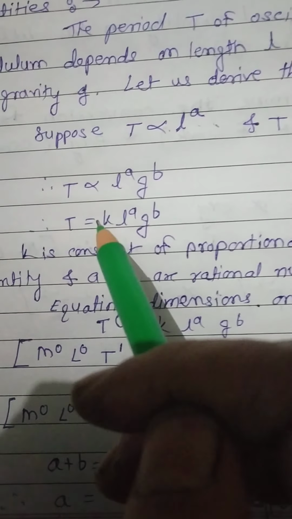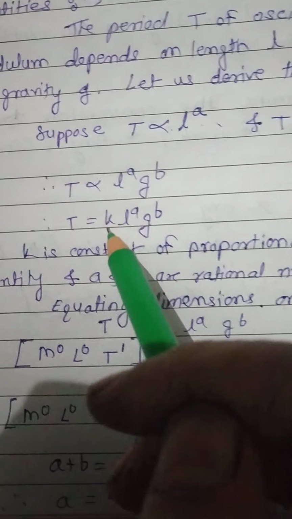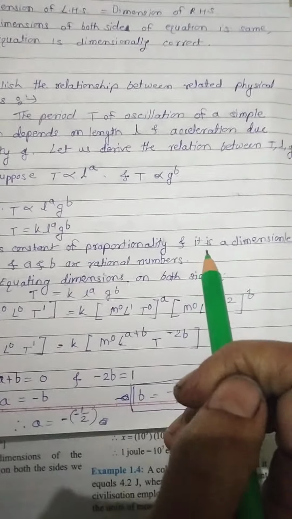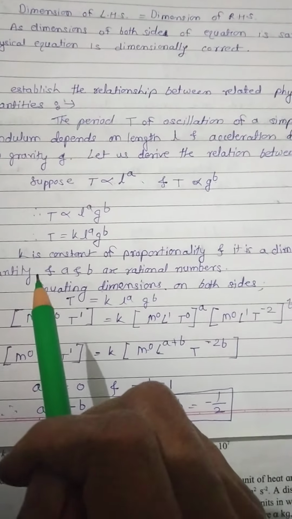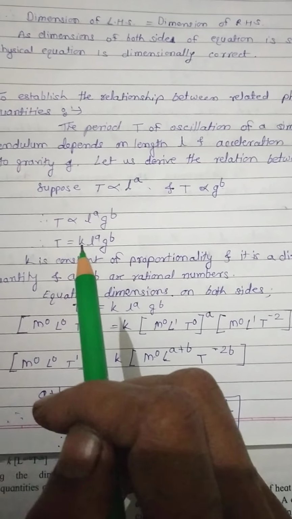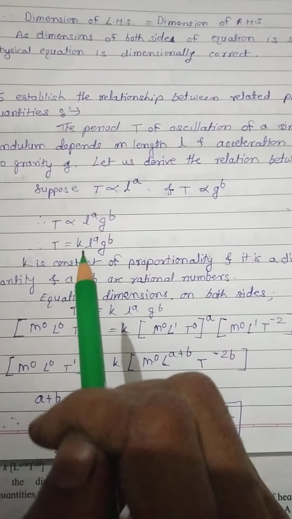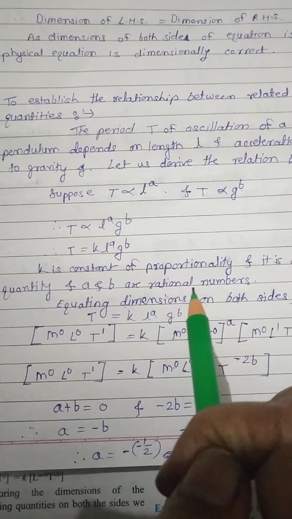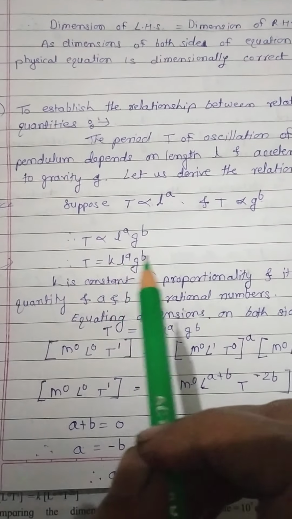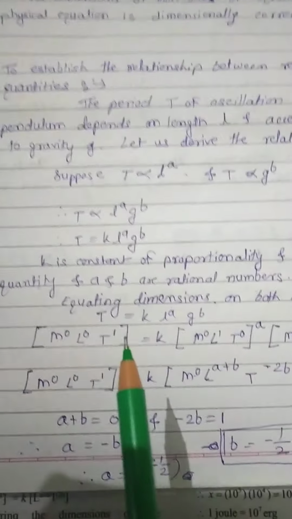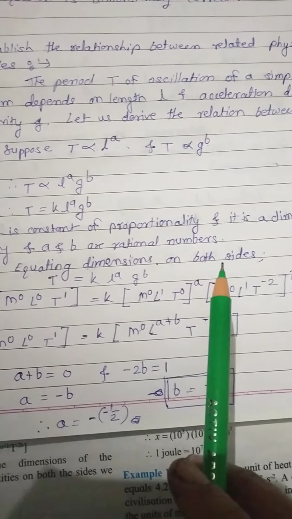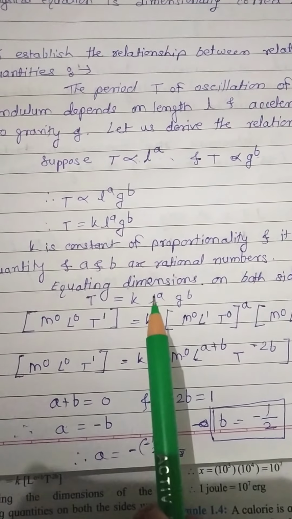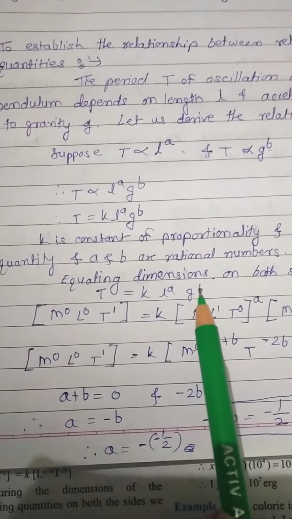Here k is the proportionality constant. K is a constant of proportionality and it is a dimensionless quantity, so it has no dimension, and a and b are rational numbers, which also have no dimension. Equating the dimensions of both sides, T = k L^a g^b.